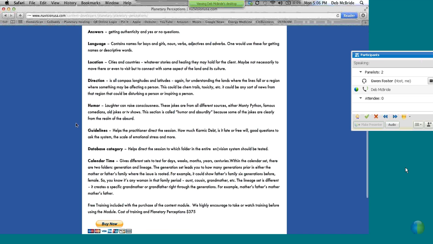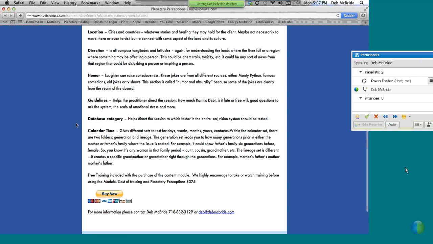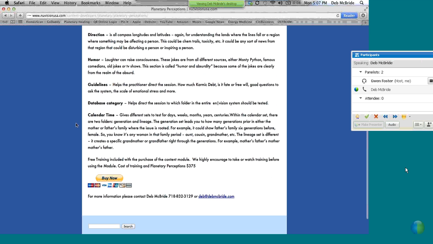Guidelines is something that helps the practitioner direct the session. It reveals how much karmic debt there is, how much fate or free will. There's a percentage scale in that tray. It could be the scale of emotional stress. There's a variety of guidelines to help through the session.